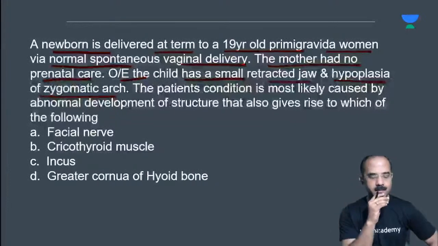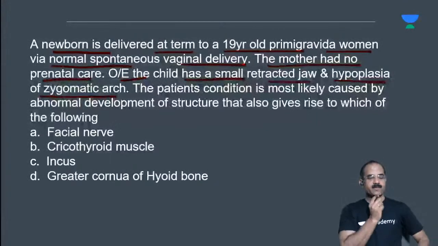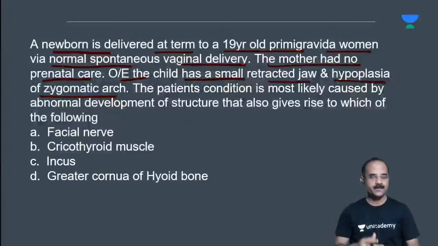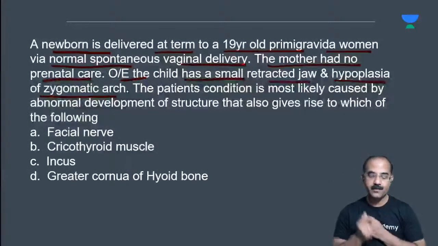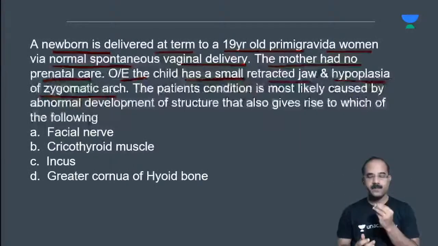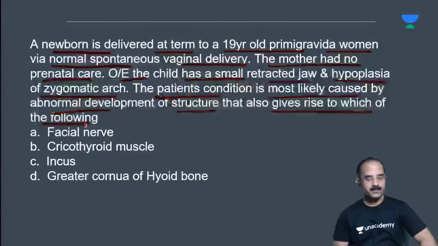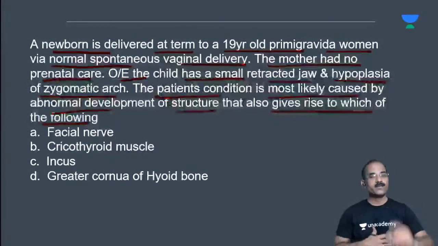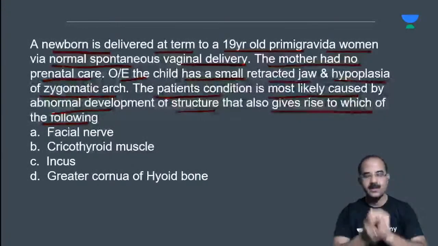Anyone? Which pharyngeal arch? The maxilla and the mandible are derived from the first pharyngeal arch. First pharyngeal arch, remember, I'll draw that slide for you. The patient's condition is most likely caused by abnormal development of structures that give rise to which of the following? So that's first pharyngeal arch abnormality. The maxilla and the mandible are derivatives of the first pharyngeal arch.